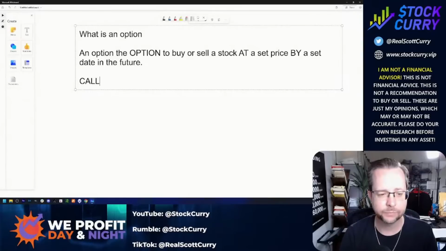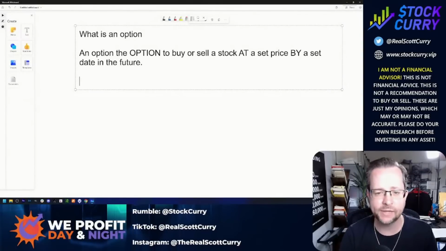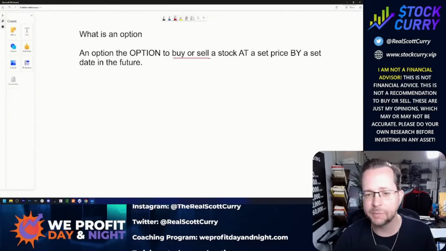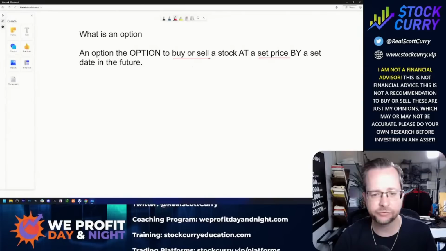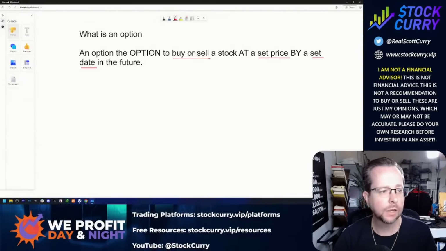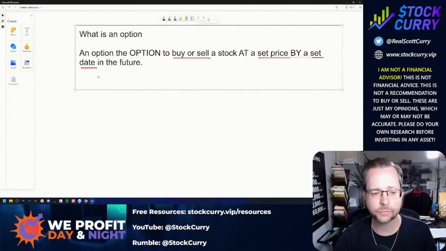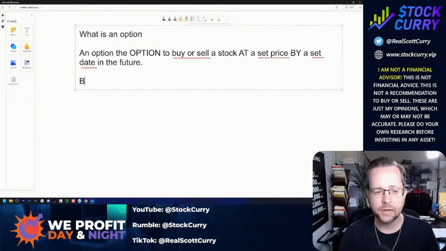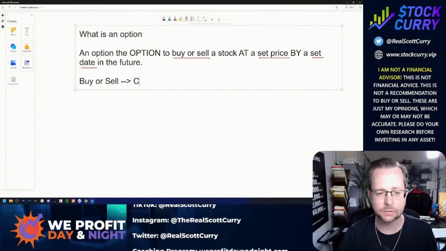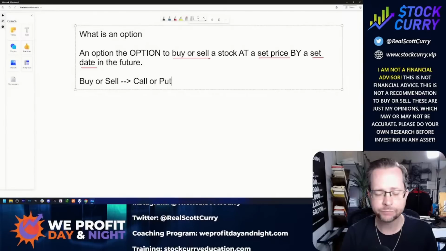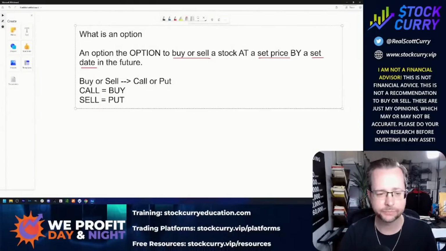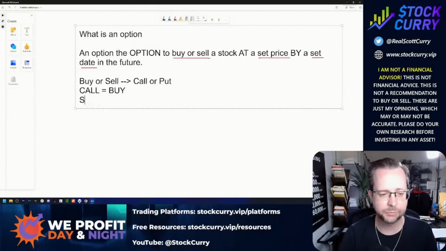Let's talk about a call option. All right? Now, got a couple of questions we got to answer. One is buy or sell. What is the set price? And what is the set date? Let's answer these questions, okay? Let's go back over to text. A buy or sell. This is the difference between a call or put, okay? Call equals buy, put equals sell. Okay.